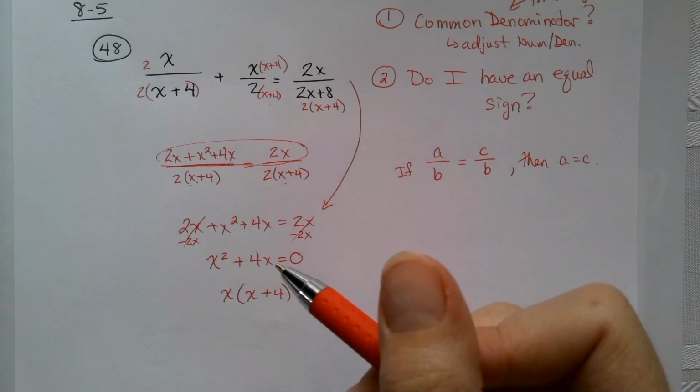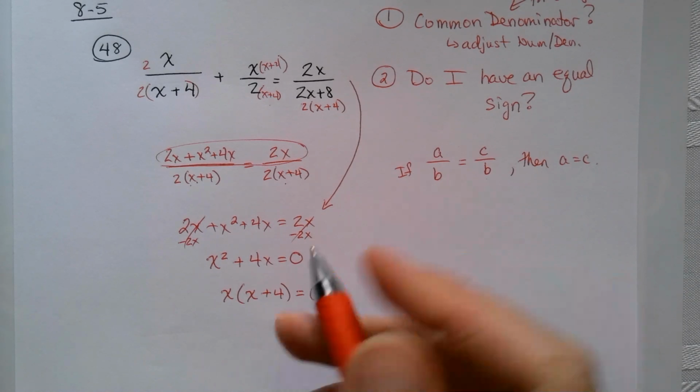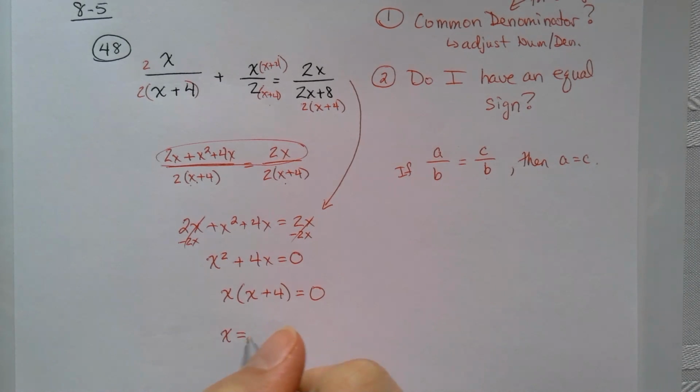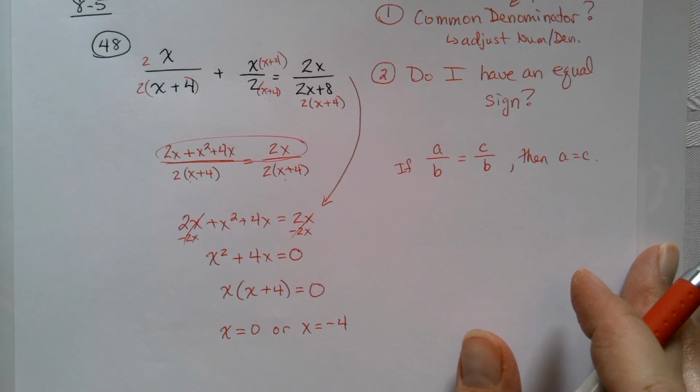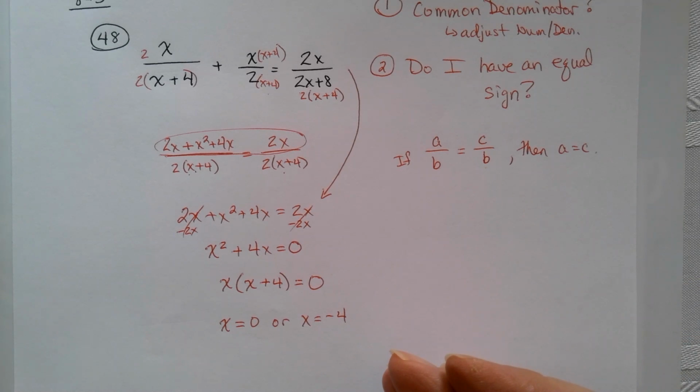So I'm actually setting this equal to 0. I'm not doing a domain restriction. I'm actually solving this. And I'm going to get two answers. x is equal to 0 or x is equal to -4. Looks good. Why do we focus so much on domain restrictions? Well, for this type of reason, as well as how it affects our graphs.